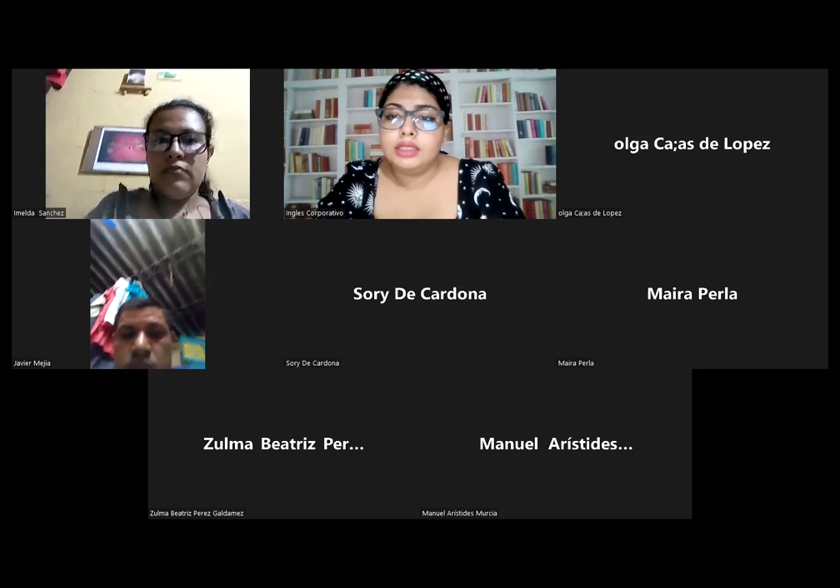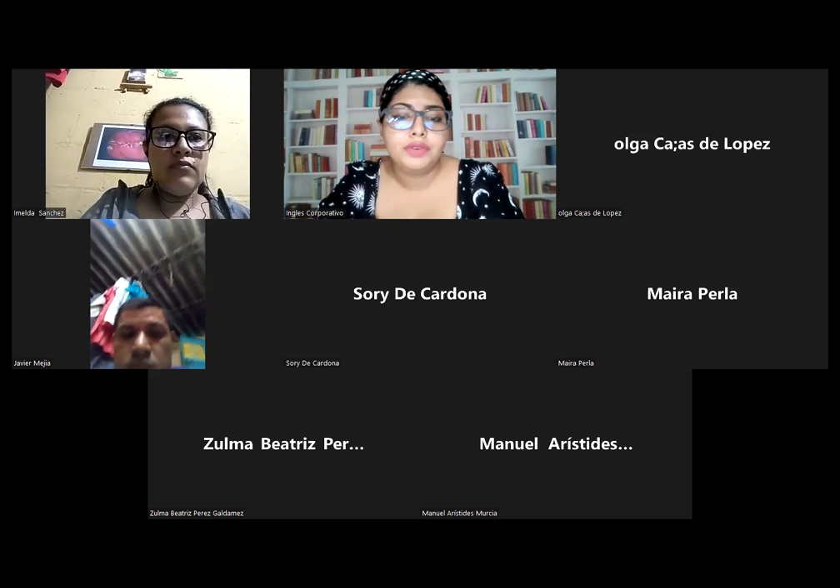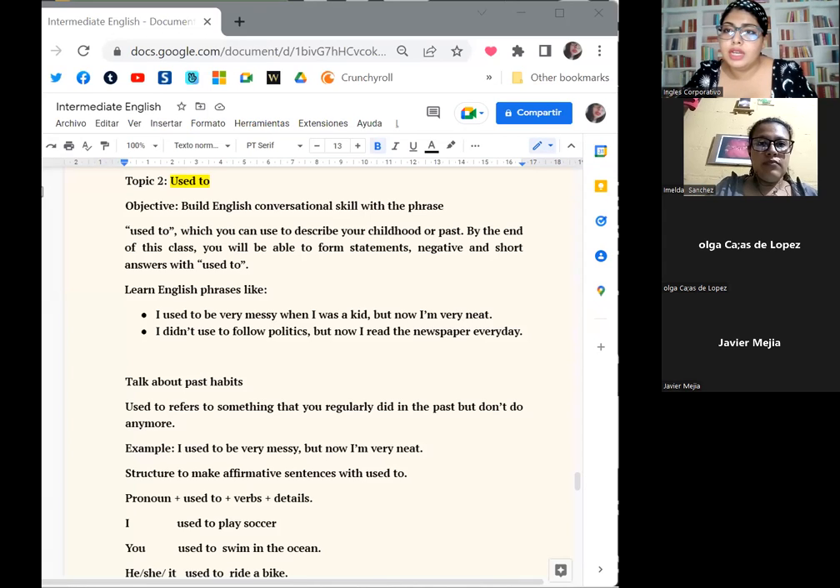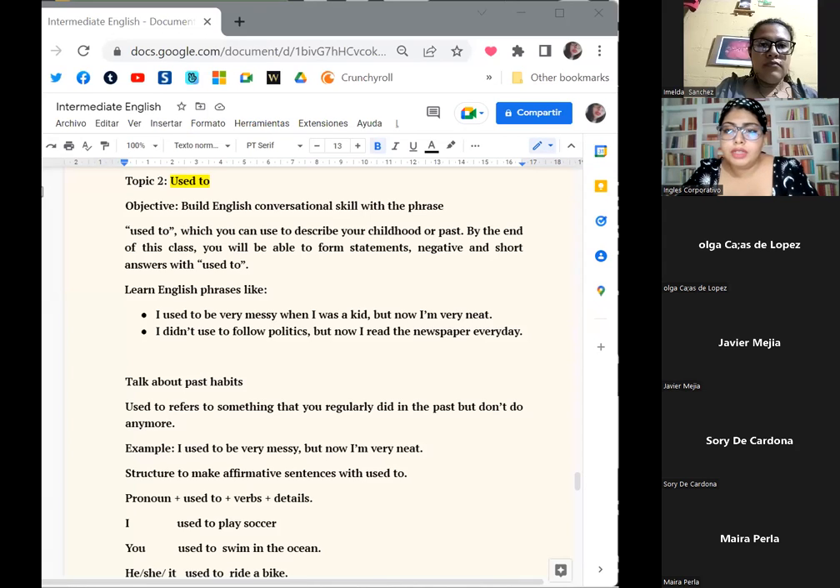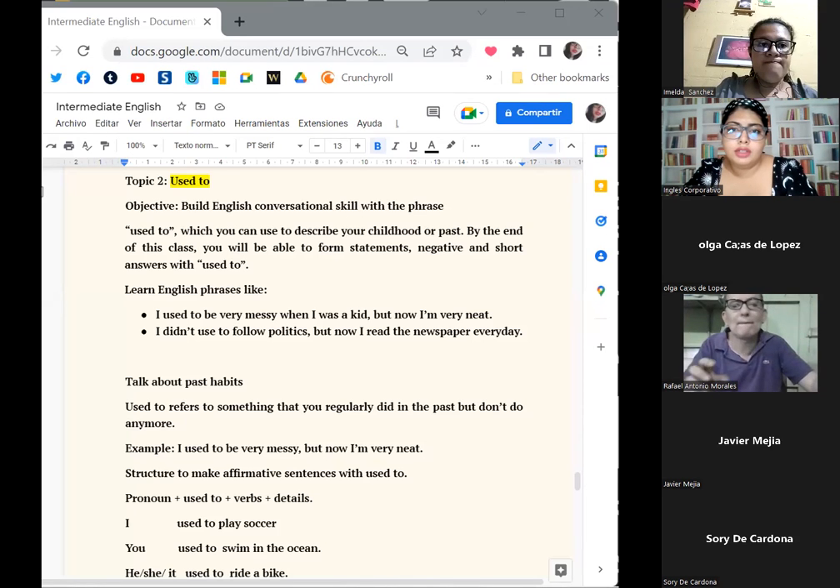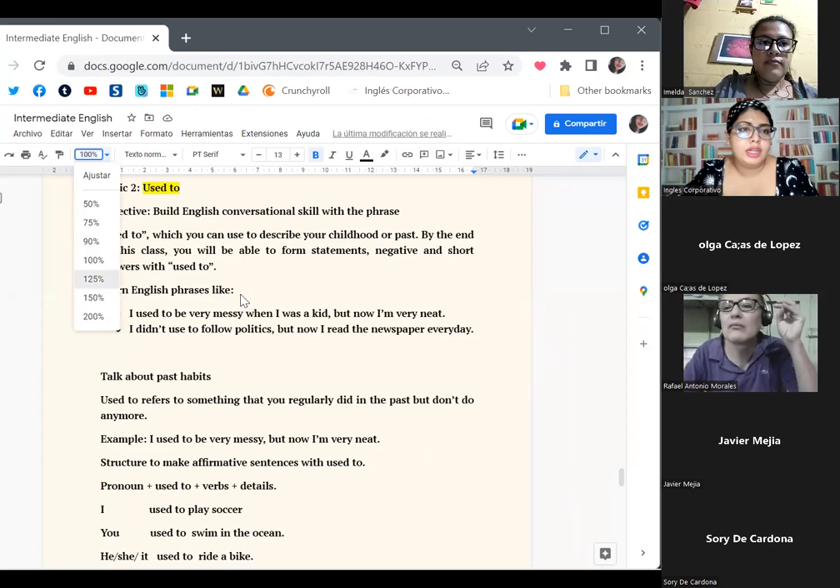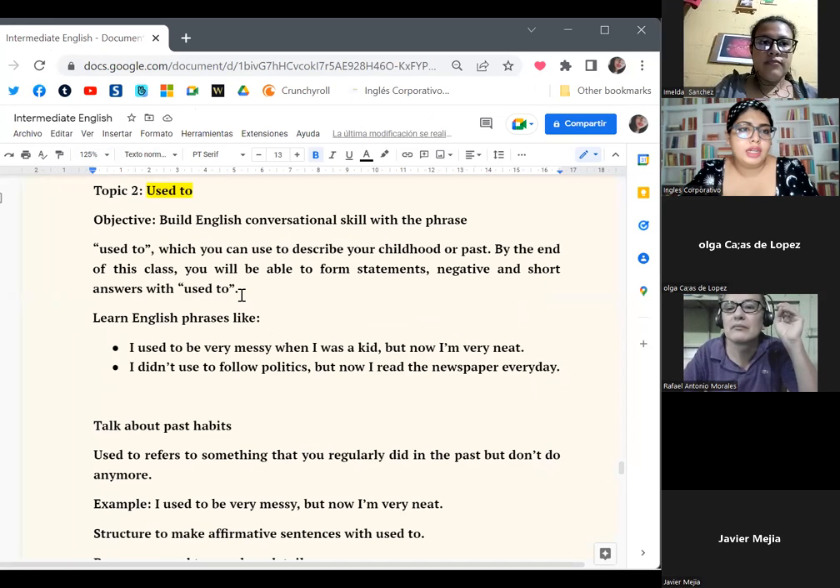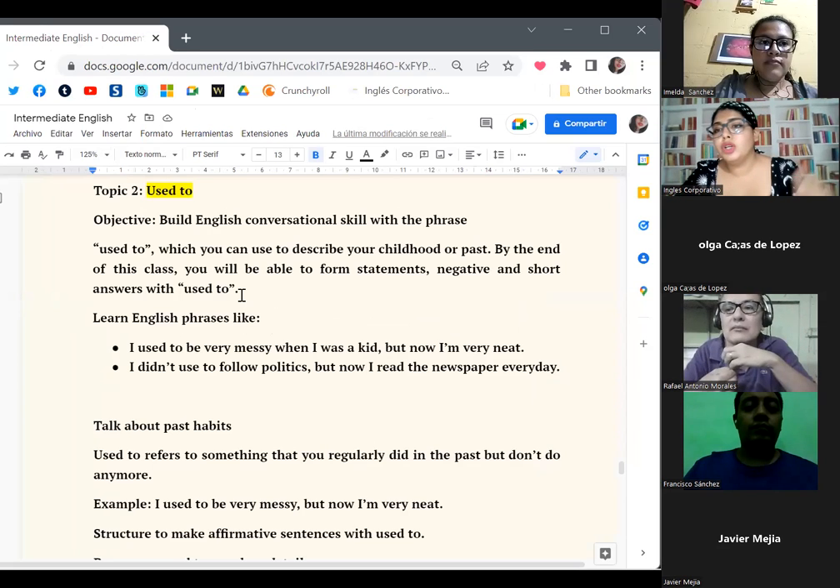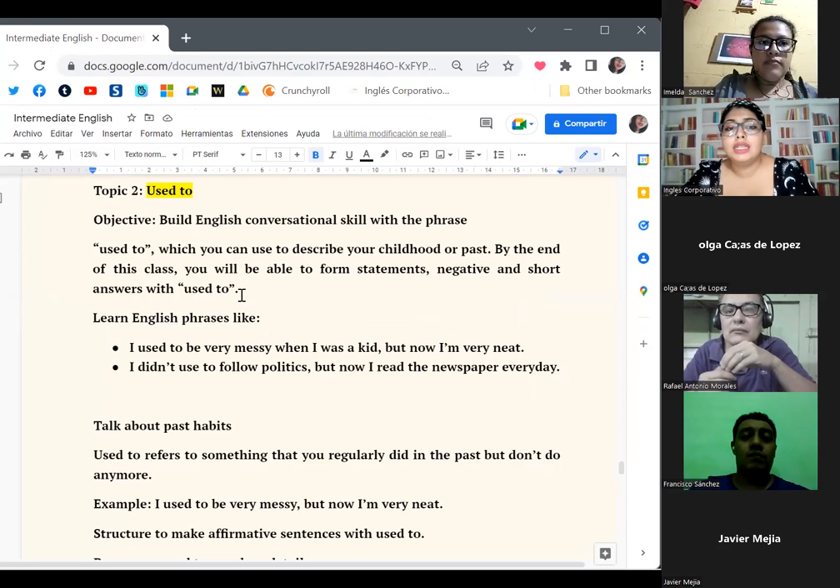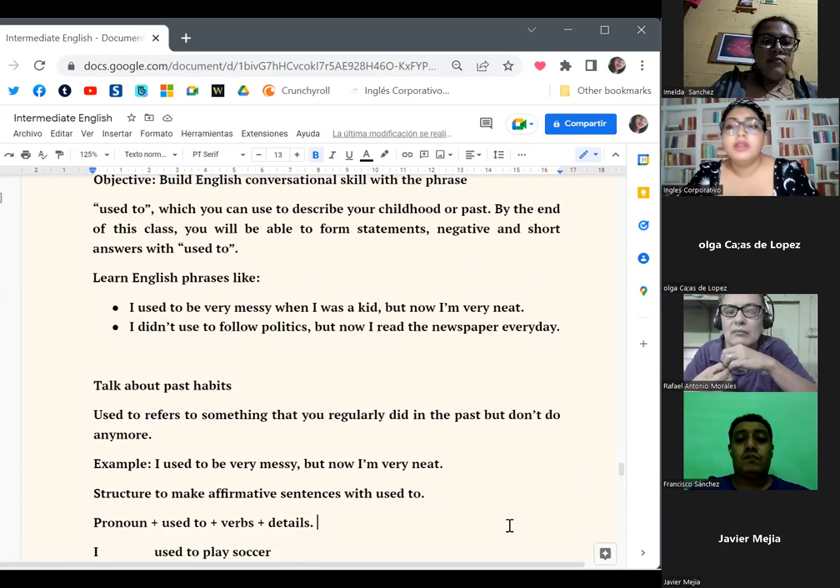So let's see the screen, because we have here the information that we were learning yesterday. This is the information that we have about the topic used to. We were saying that it's to talk about past habits. It refers to something that you did in the past, but now you don't do this action anymore. And we had some examples in which we were seeing the uses of this structure.